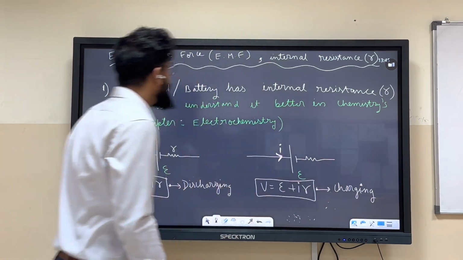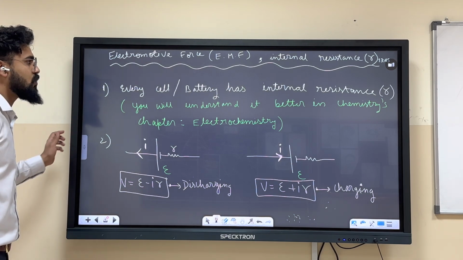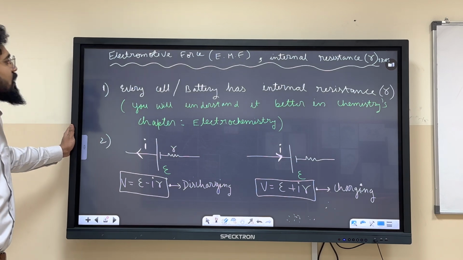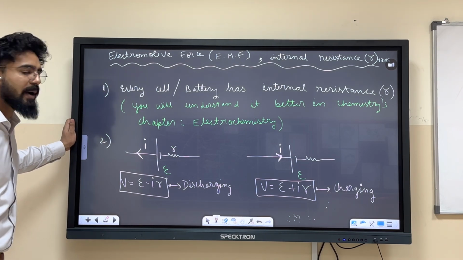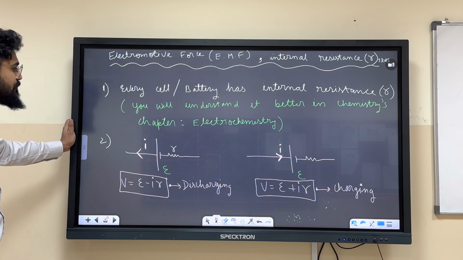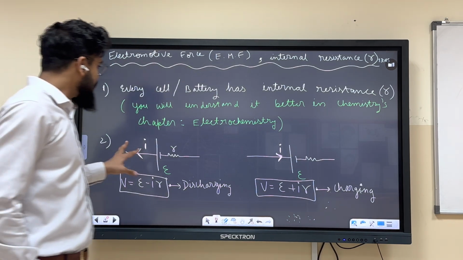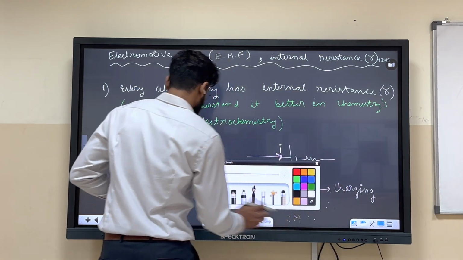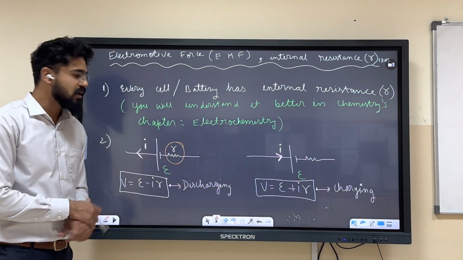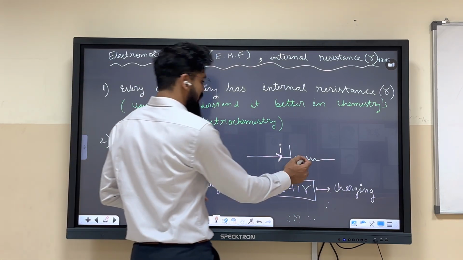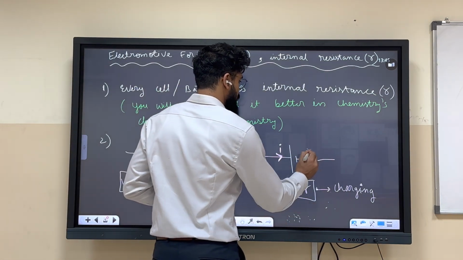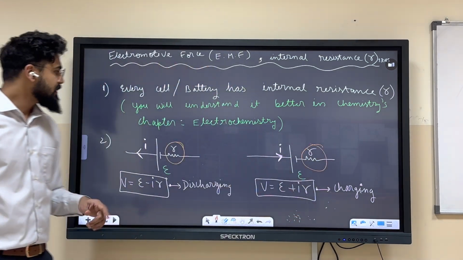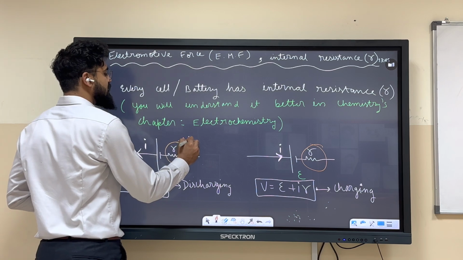Now we can basically go through this. Every cell and battery has an internal resistance r. You will understand it better in chemistry's electrochemistry chapter. Now over here, whenever a battery is given, they will mention a small r just near the battery. This small r is nothing but the internal resistance.